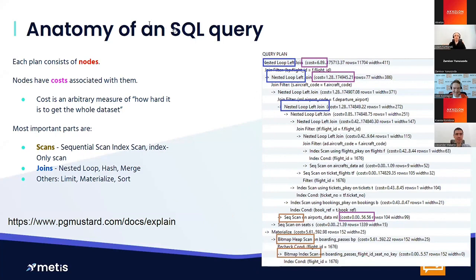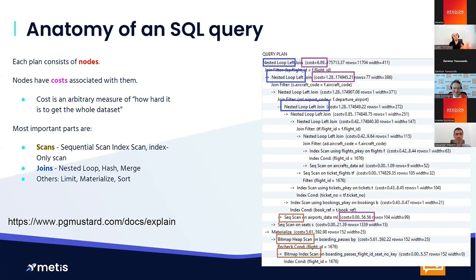But the other thing that every node has is the cost. Cost is basically an arbitrary number that doesn't have any direct meaning when it comes to the number of IO operations or whatnot, but it's a number that allows us to compare different execution plans, because the lower the cost is, the cheaper and faster the query is to execute. So we want to find the plan that has the lowest possible cost. And cost is more or less correlated with the number of IO operations we execute.